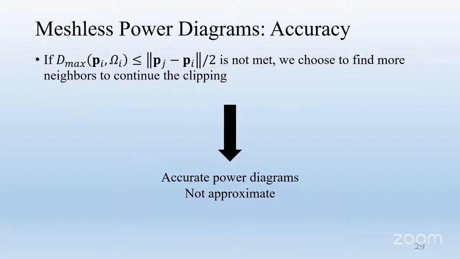While in our implementation, if the termination condition of clippings is not met, we choose to find more neighbors to continue the clipping. And because the domain is bounded, the termination condition will finally be met. And our method produces accurate power diagrams, not approximate.